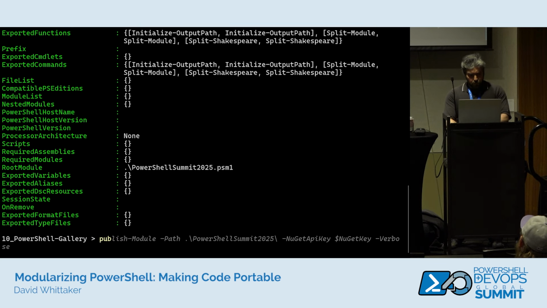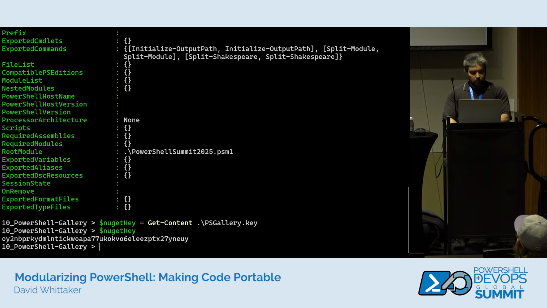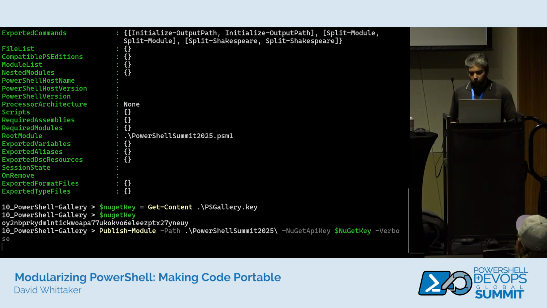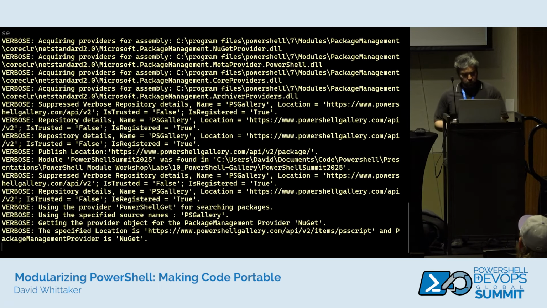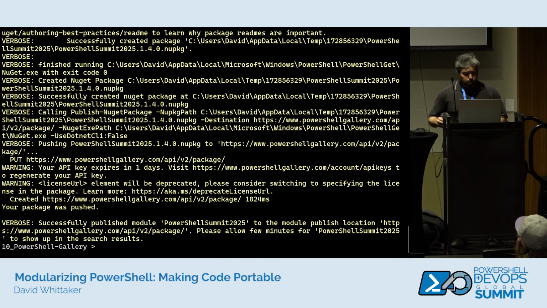But now we can just run the publish module command. And we give it the path to the folder in which our module resides. We supply it an API key. And I did not create that as a variable yet, so let's do that. So we'll confirm that it has a value we want. And now we'll go ahead and publish. All right. Hopefully the Wi-Fi here is good. Okay, we're going to give that a couple minutes.